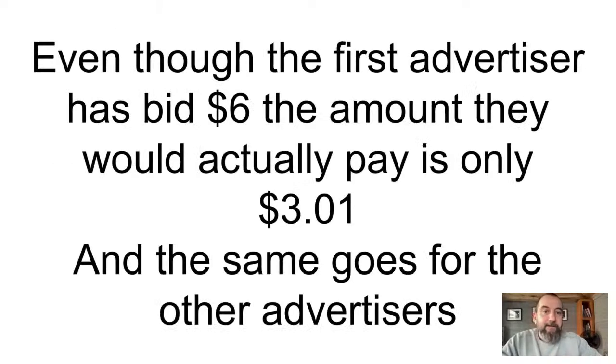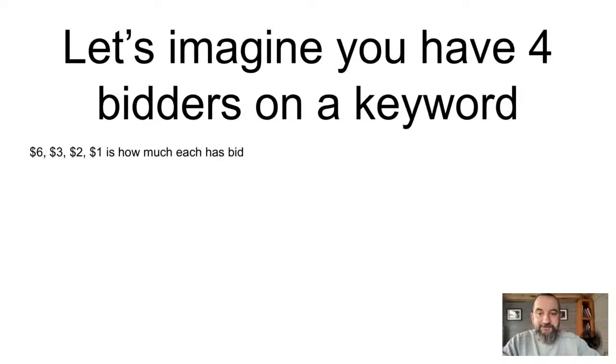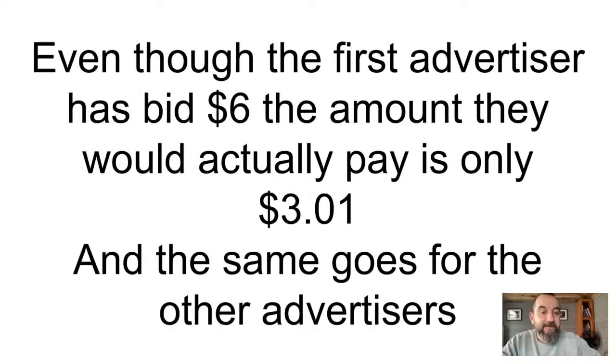Now, even though the first advertiser has bid $6, right, the amount it would actually pay is $3.01, right? That is just 1 cent above the $3 right here. And that will go for the rest of the advertisers as well. So as the rest of advertisers keep on going down, they're not going to be charged an absolute fortune, right? This is really quite a fair system. And Google have put this quite nicely. I must admit they could have just gone for the highest bidder, in which case it would have ruined an awful lot of bids.